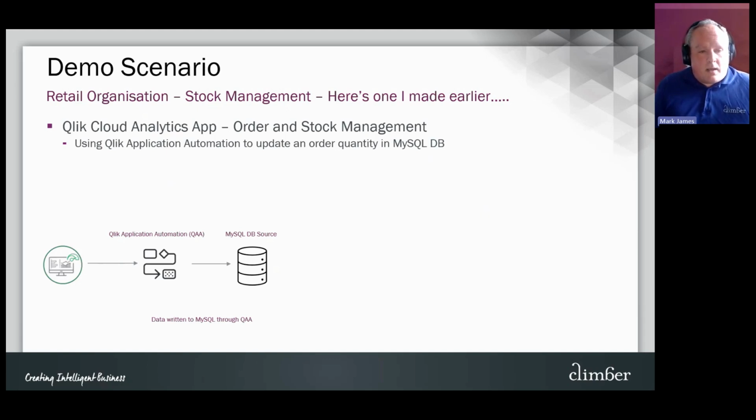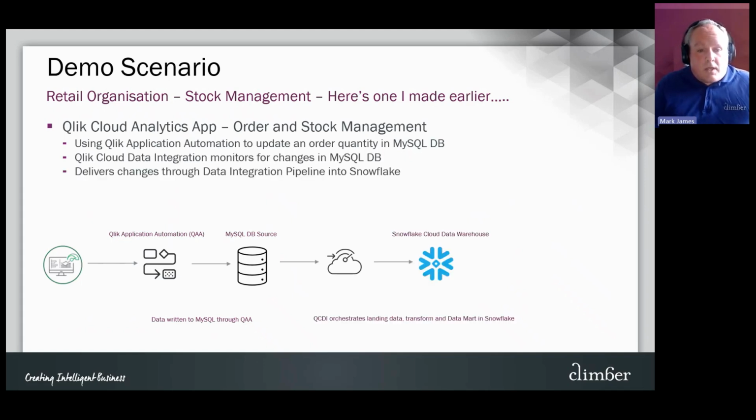What we're doing here is Qlik Application Automation taking a change from my analytics app, my order and stock management app, and applying that to an underlying MySQL database. So changing an order volume or an order quantity, for example, and that's written to MySQL. Qlik Cloud Data Integration is then listening out for those changes using an agentless, log-based approach, and delivers those changes in near real time through the data integration pipeline into a Snowflake data warehouse.